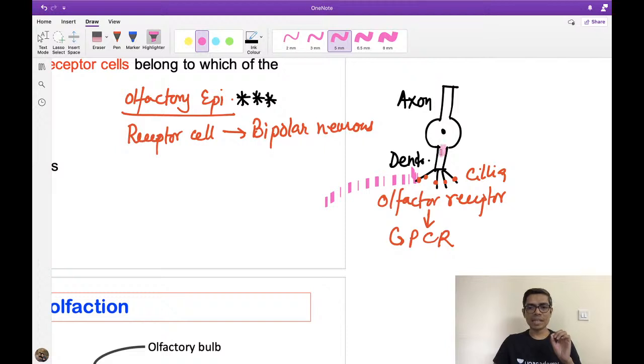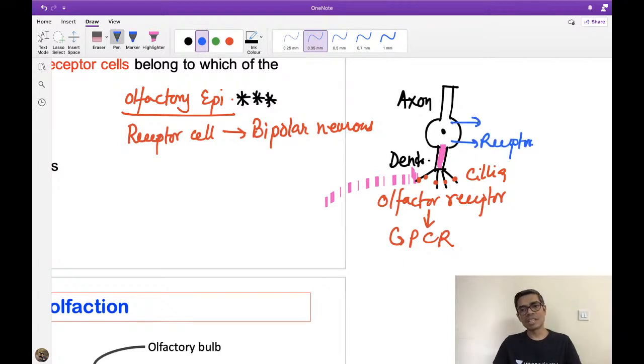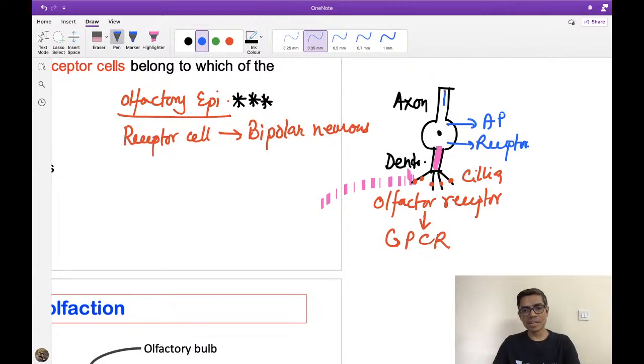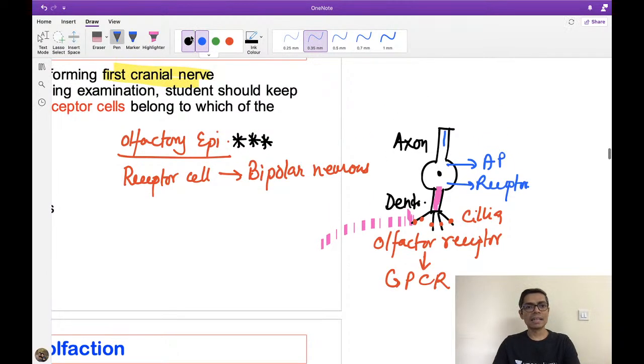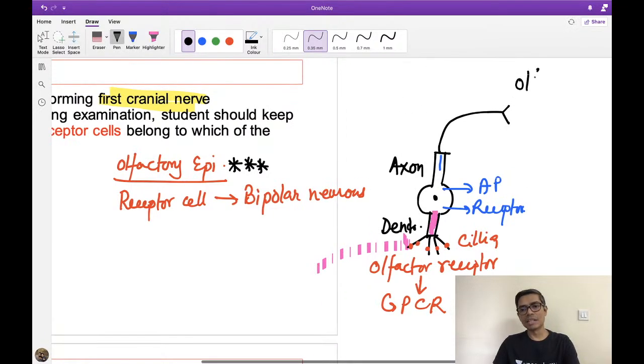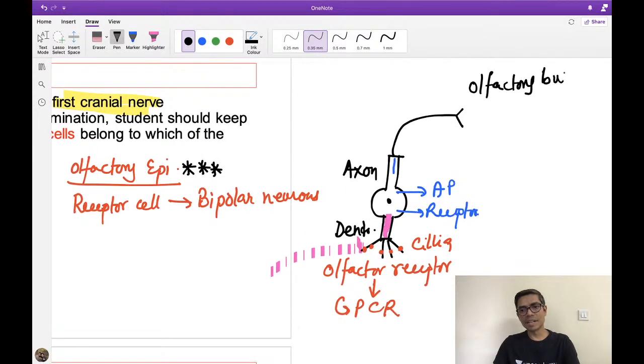Then this bipolar cell will first produce the receptor potential. This receptor potential will then be converted into an action potential, and this action potential will travel down through these axons and reach the level of the olfactory bulb, right?